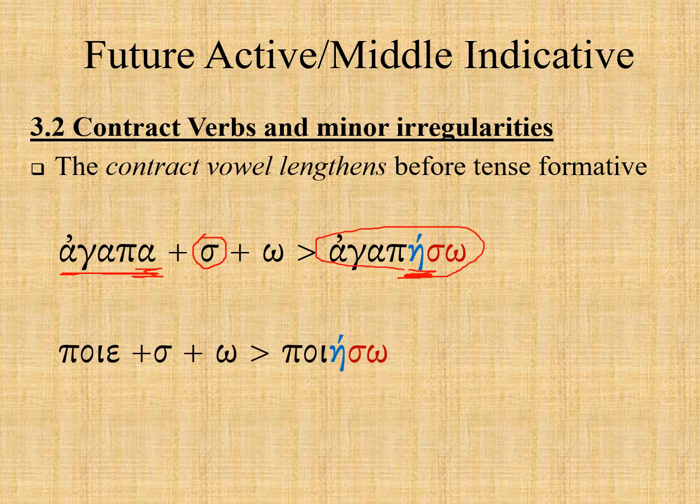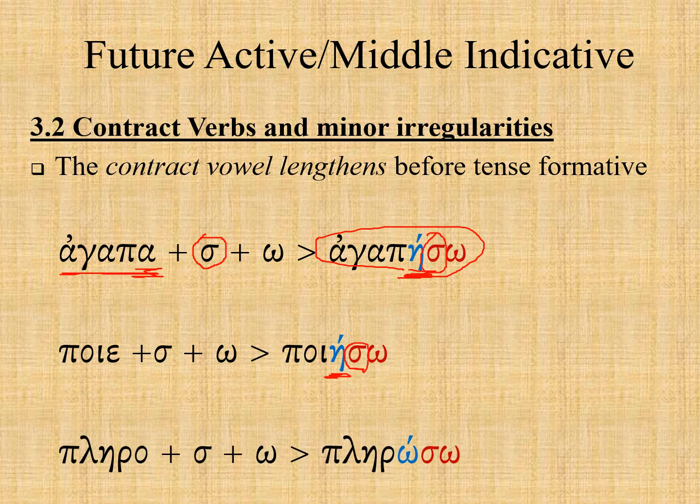Similarly, we have poieo, so poie plus sigma becomes poieso. So the epsilon lengthens to eta, but we still have the sigma in both of these situations that should be helping us to identify the verb. Similarly, plero becomes plero plus sigma, so the omicron lengthens to omega. So pleroso, I will fulfill.